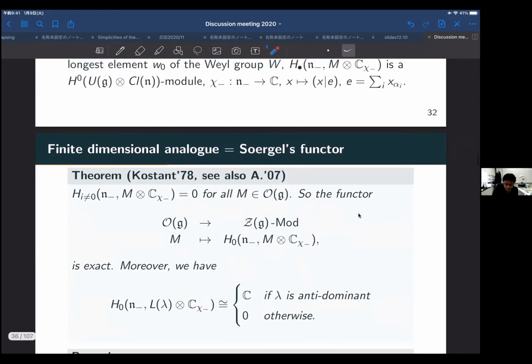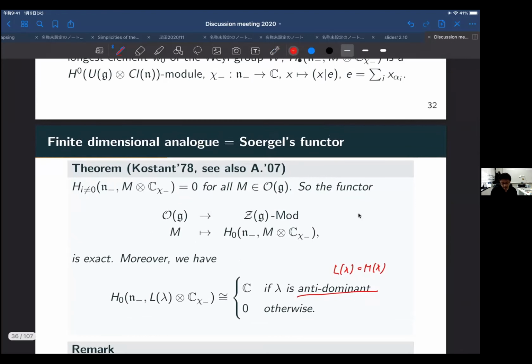And we have, moreover, that the image of a simple module is either zero or one dimensional. It's one dimensional if and only if the highest weight lambda is anti-dominant. Anti-dominant means that this Verma module is already irreducible. So in particular, the image of a simple module is always a simple module of the center.